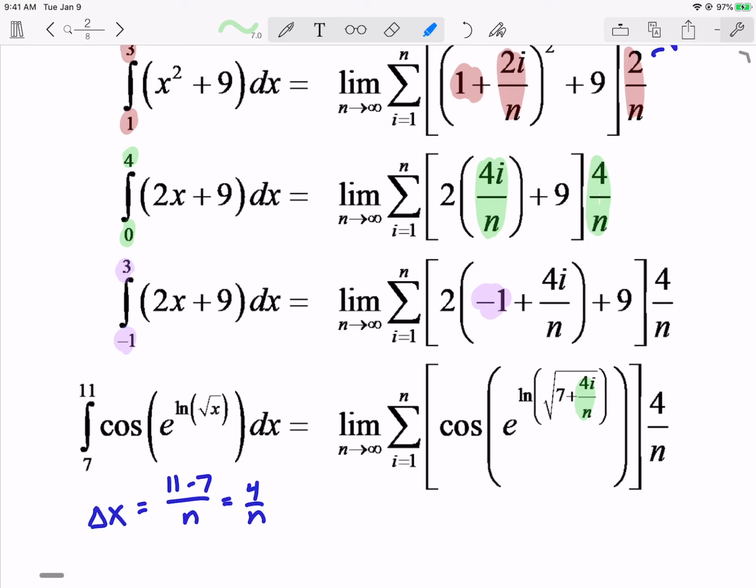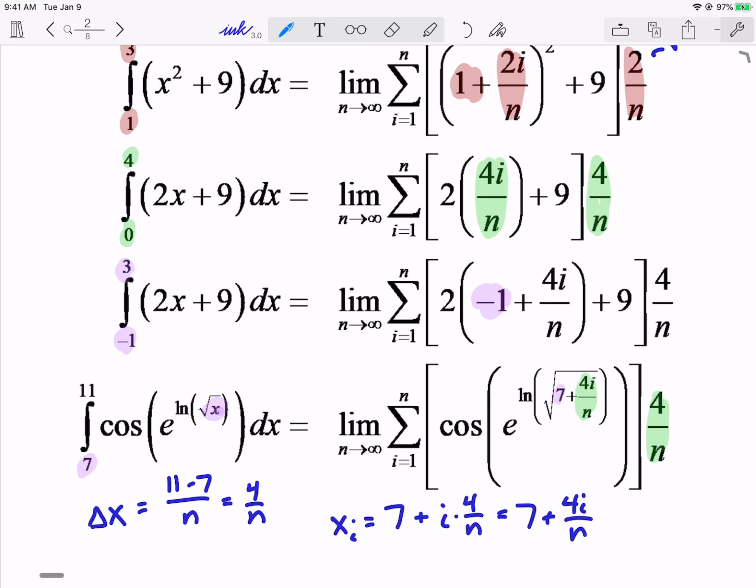So here's my 4i over n for that counter, and 4 over n for my width. And then I just need to remember where I start. So on this one, I'm starting at 7, and that's why wherever I see an x in my original integral, I replace x with what x sub i is. And x sub i is simply my starting value a plus i times delta x. And that ultimately just becomes 7 plus 4i over n.